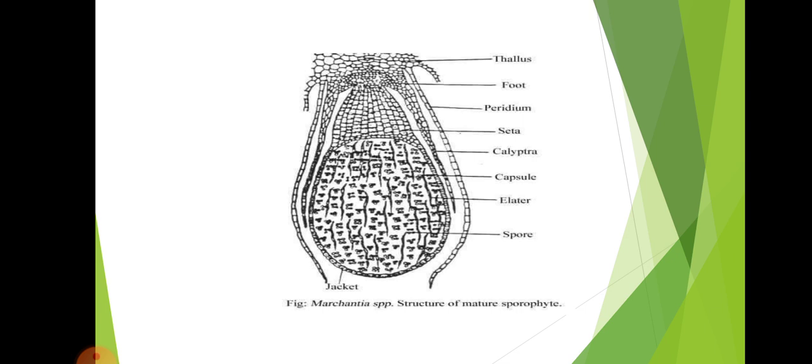If you see the top part, the thallus, and second one is the foot, and peridium, and seta. Calyptra, if you observe, is a long hair-like structure, fiber-like structures. Parts are called capsule, elaters, that is elater, and in the capsule there are spores.